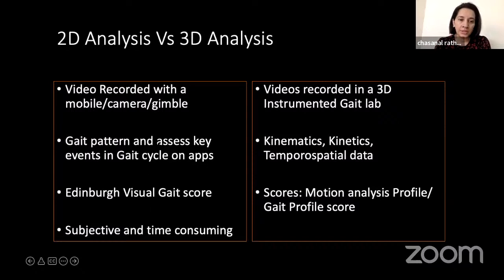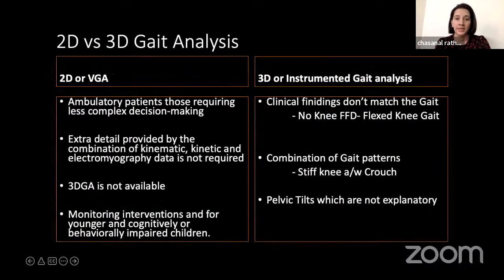So we can use this video with a particular scoring system and score our gait with the help of the Edinburgh Visual Gait Score, which is the commonest gait score done in absence of a gait lab, or even in presence it can be used. And of course, a basic video recording is subjective and very time consuming, while the 3D gait analysis lab will give us better scores in terms of gait profile score or motion analysis profile, and it's a much more detailed study.